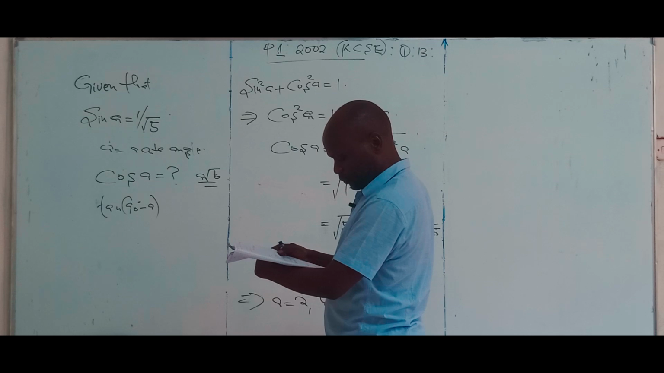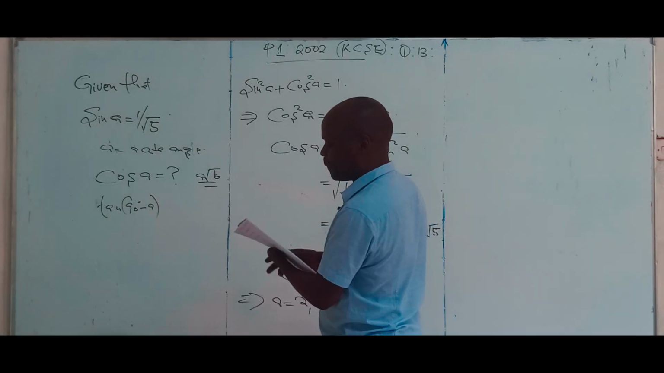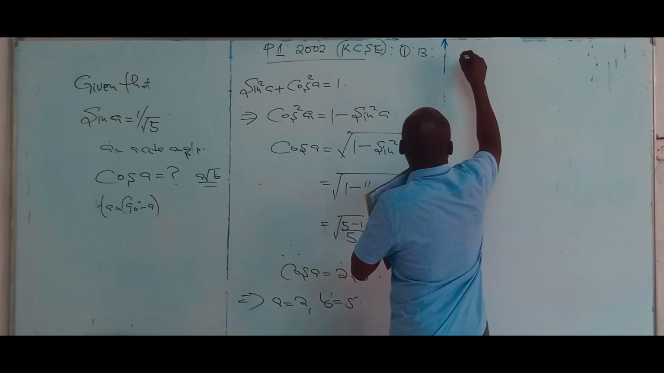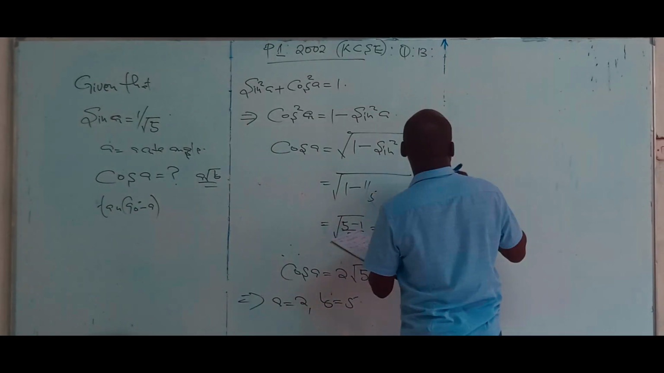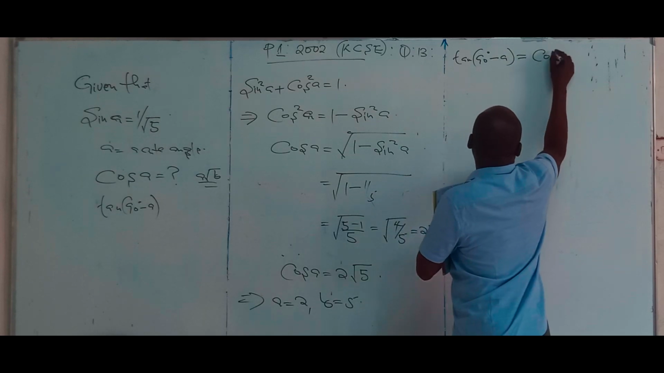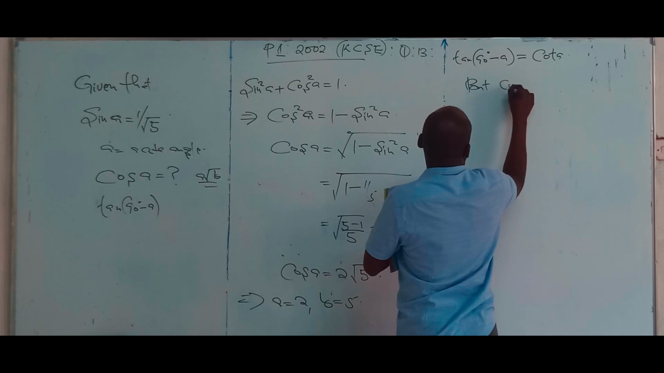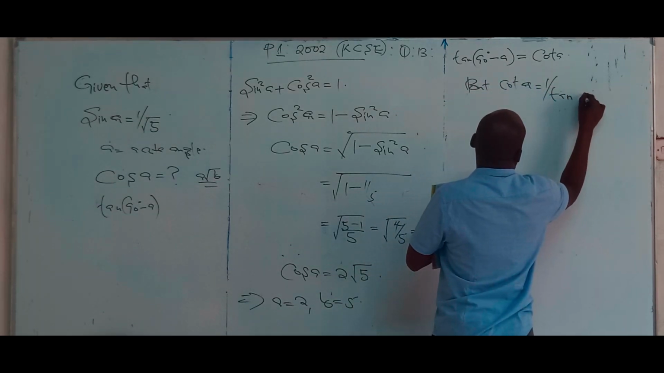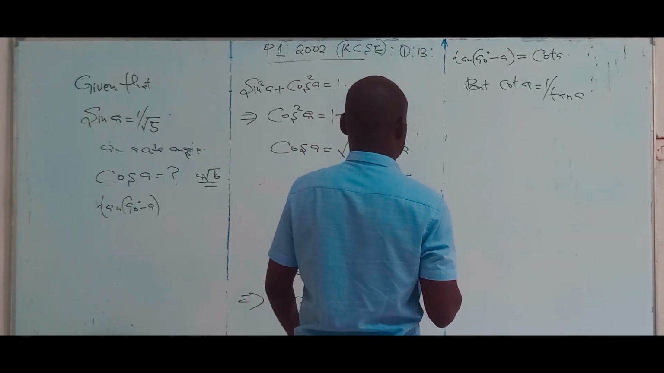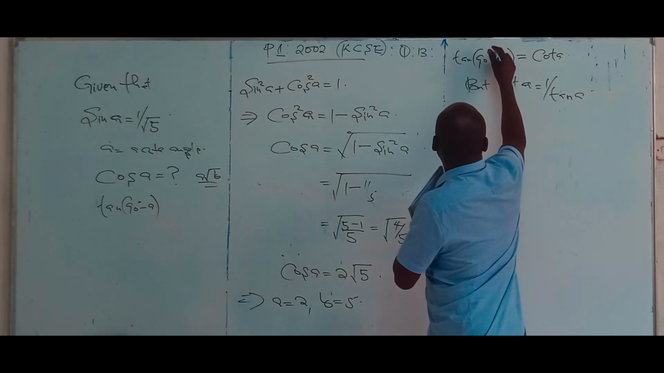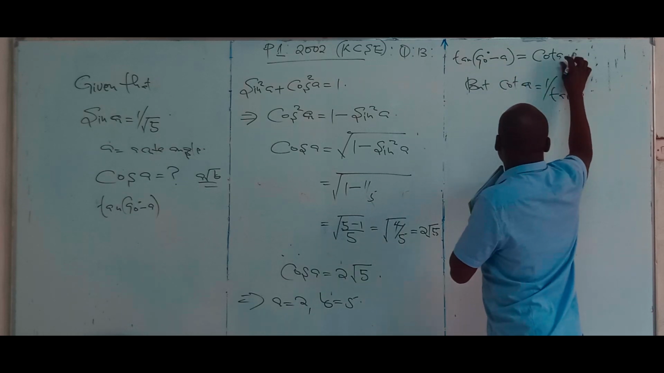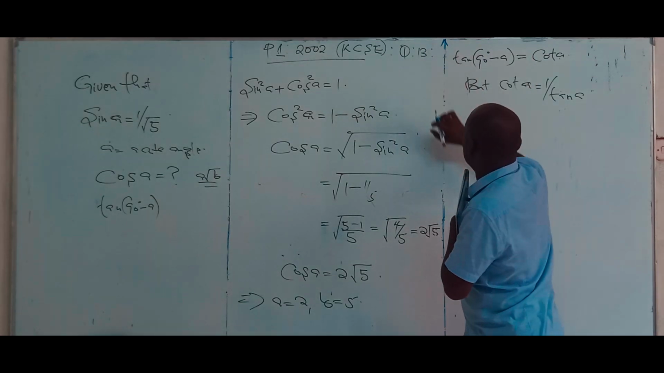Now we move to getting tan 90 degrees minus A. We find it by first recalling what we call the co-function identity, which is that tan of 90 degrees minus A is equal to cot of A. But cot of A is 1 over tan of A. So by finding cot of A, I shall have found what tan of 90 degrees minus A is.